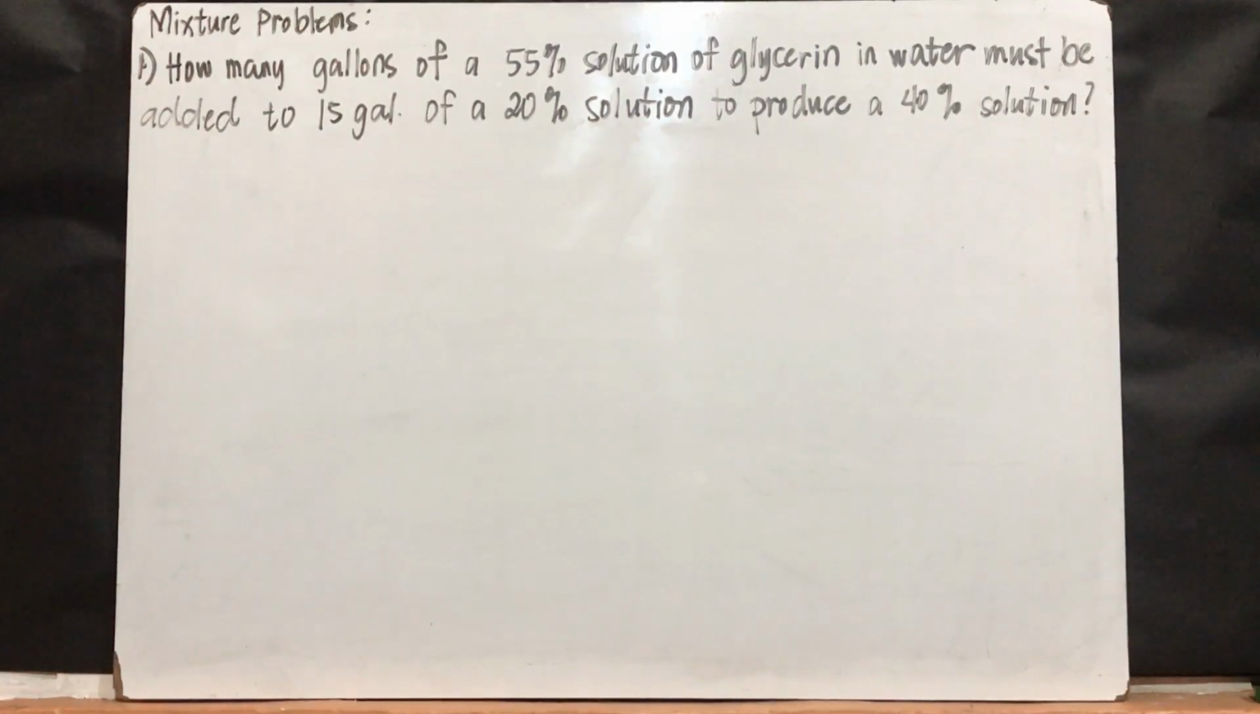Okay, so now we proceed to mixture problems, still in the application of linear equation in one variable. So, how many gallons of a 55% solution of glycerin in water must be added to 15 gallons of a 20% solution to produce a 40% solution?